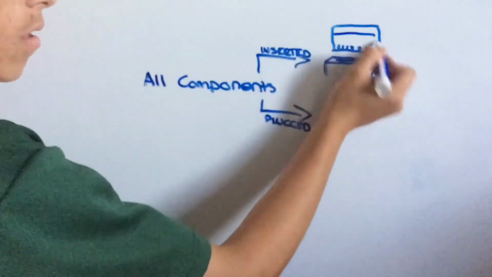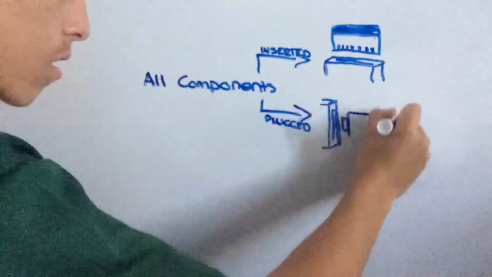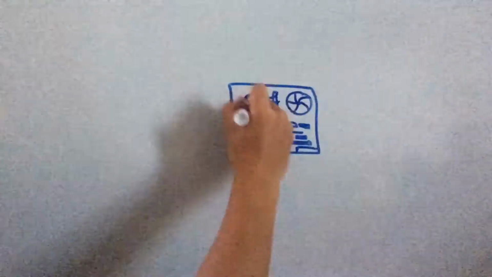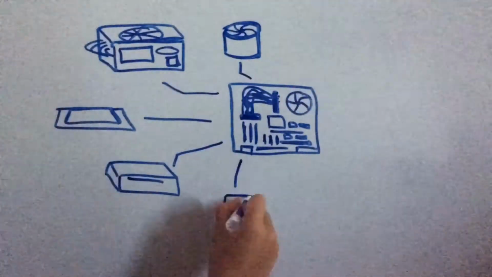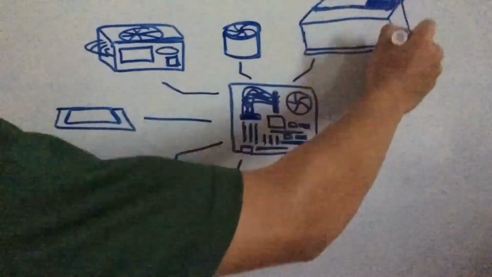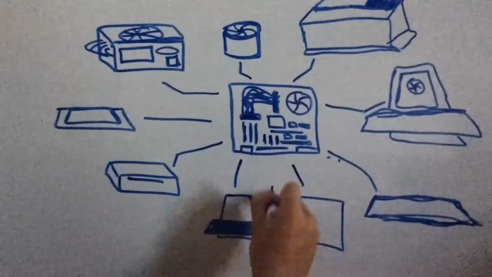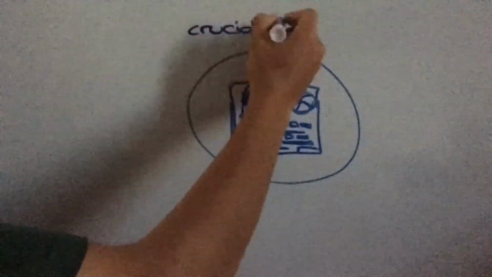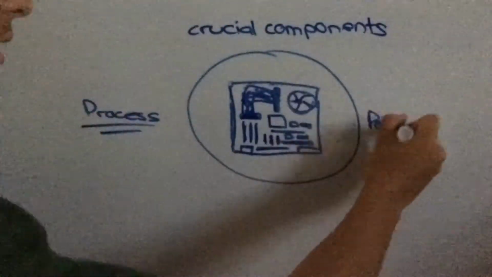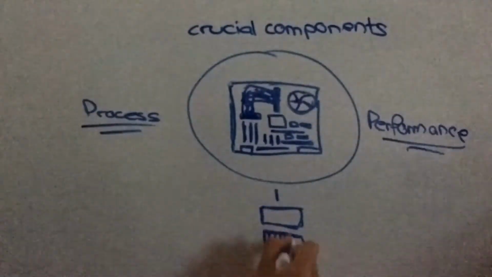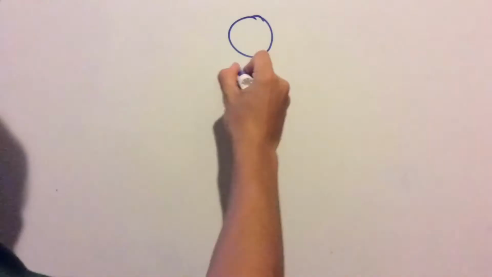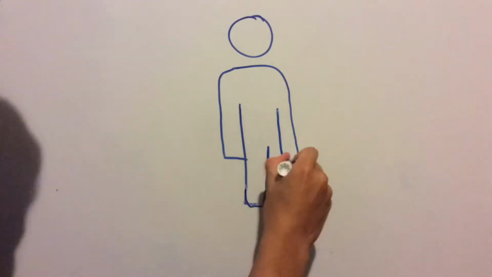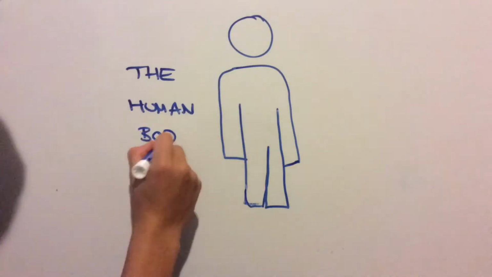All of these components in some way are either inserted or plugged into a slot or port. The shape of the motherboard is what you would call the form factor. This affects where all individual components go. But other than that, the motherboard holds all crucial components together to ensure that process and performance is enhanced while using a computer. To put it simply, the motherboard is like a human body system.